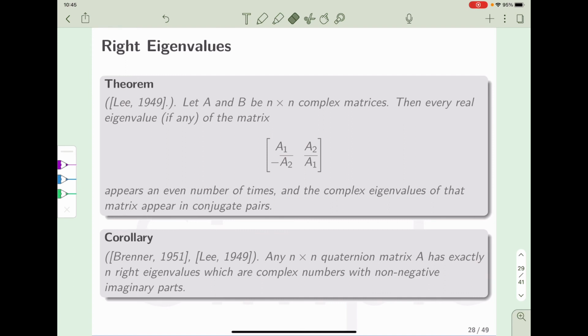And therefore, we can see the next two theorems here. For a matrix like this, we know exactly what its eigenvalues are like. And we also know that any n by n quaternion matrix has exactly n right complex eigenvalues whose imaginary parts are non-negative. They are those principal numbers, or representatives of the equivalence classes.